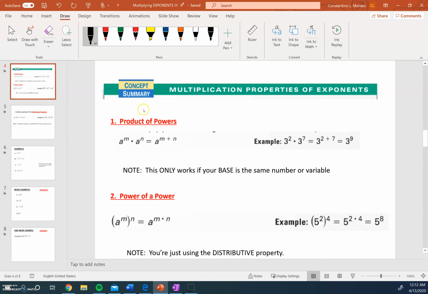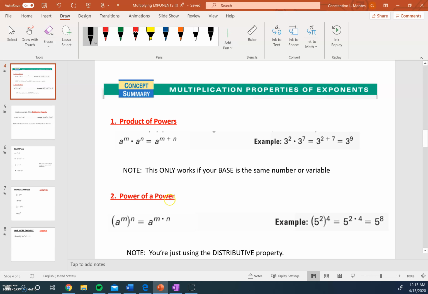Just to recap everything that we went over in the last video, we went over this thing called product of powers, which basically says that if I have a base to a power multiplied by the same base to a different power, we can add those two together. We have an example right here: 3 to the power 2 times 3 to the power 7 is equal to 3 to the power of 2 plus 7, which is 3 to the power of 9.